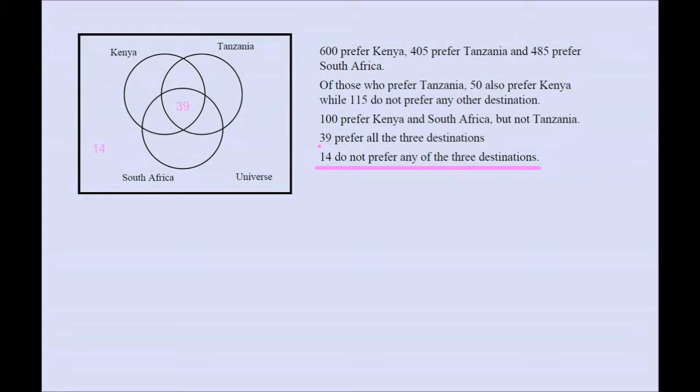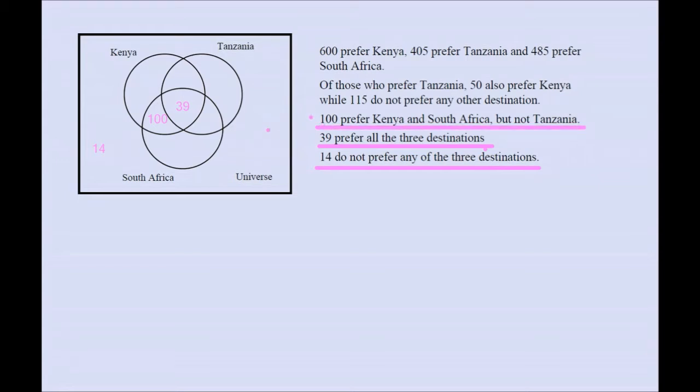Okay, I've taken care of this one. 100 prefer Kenya and South Africa, but not Tanzania. 100 goes right here. Again, you have to read this carefully. 100 prefer Kenya and South Africa, but not Tanzania. So this is not a part of 100. 100 goes here directly. I have taken care of this.